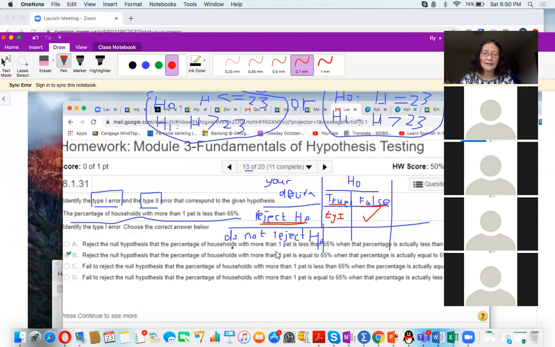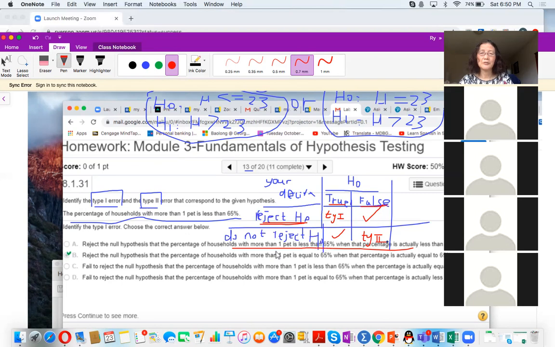And now let's look at this combination. When H0 is true, you do not reject H0. That's true, so you did correct. Something is true, you do not reject. This one here: when H0 is false, you do not reject H0. You are making a mistake again. That mistake is type two error.